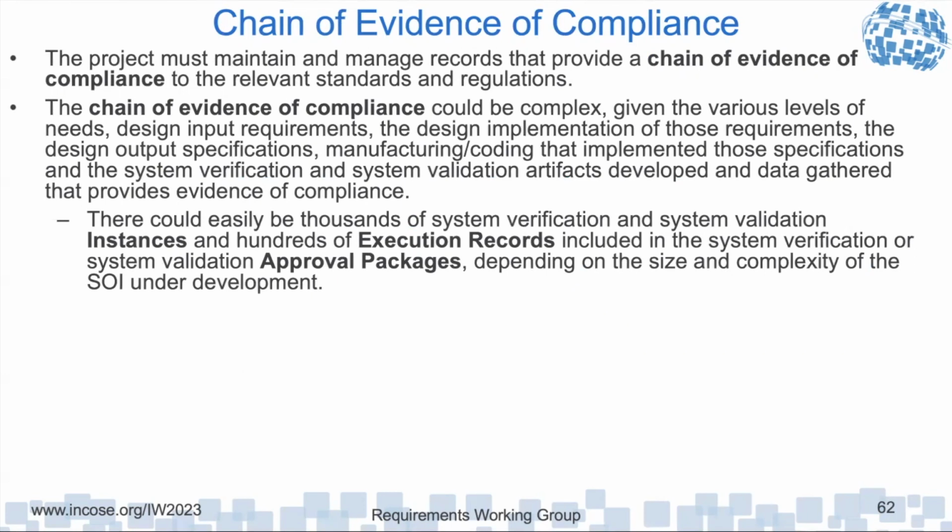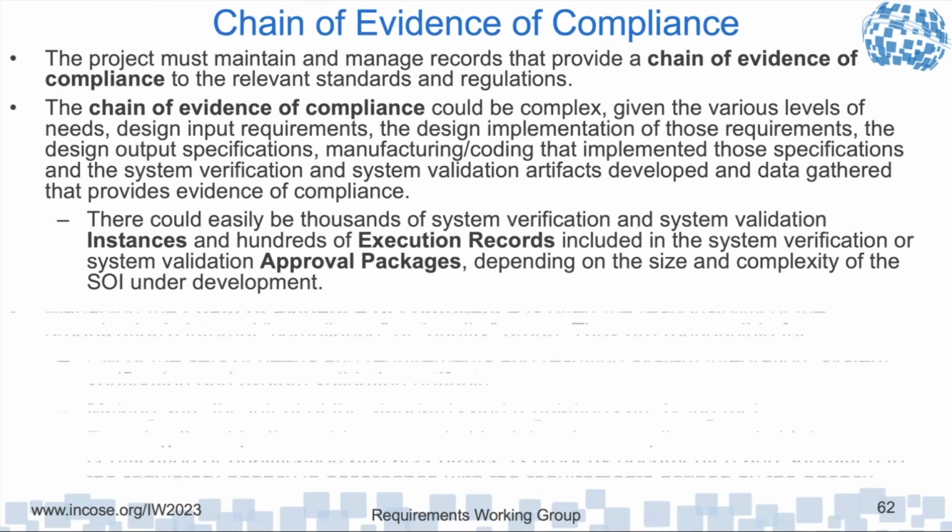So we may have a system level set of requirements, then we have subsystem sets of requirements, system element sets of needs and requirements. All of those are linked together. All those have verification validation associated with them. So you could end up with thousands of verification validation instances, hundreds of execution records, including the system verification and system validation approval packages, depending on the size and complexity.